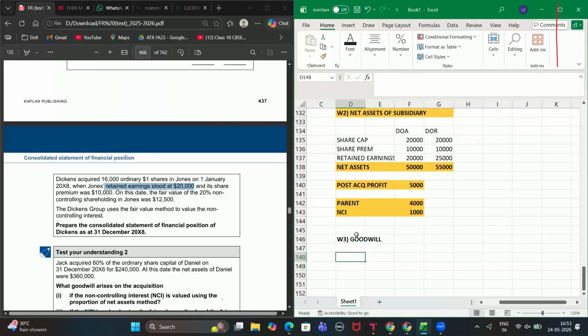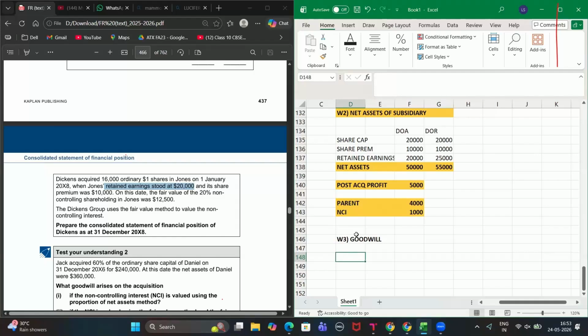Now, in order to find the goodwill, what all are the values that we need? Tell me every single value that we need in order to calculate goodwill. I want everyone's response. What all are the values that we need in order to calculate goodwill?